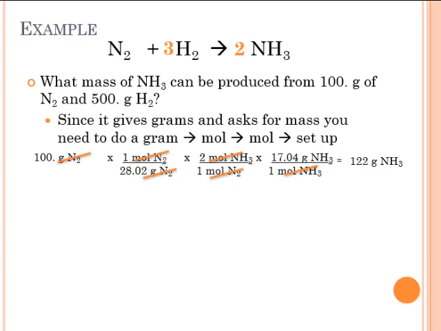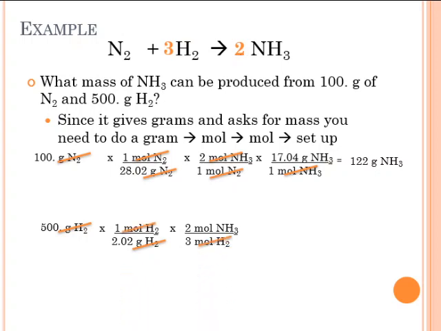Now we need to go to our next given, which is our 500 grams of hydrogen. You will convert it to moles with its molar mass. Grams of hydrogen will cancel. Now we have moles of hydrogen, but we need to get to moles of ammonia, so we'll use our molar ratio from our balanced equation. And there's 3 moles of hydrogen to 2 moles of ammonia.